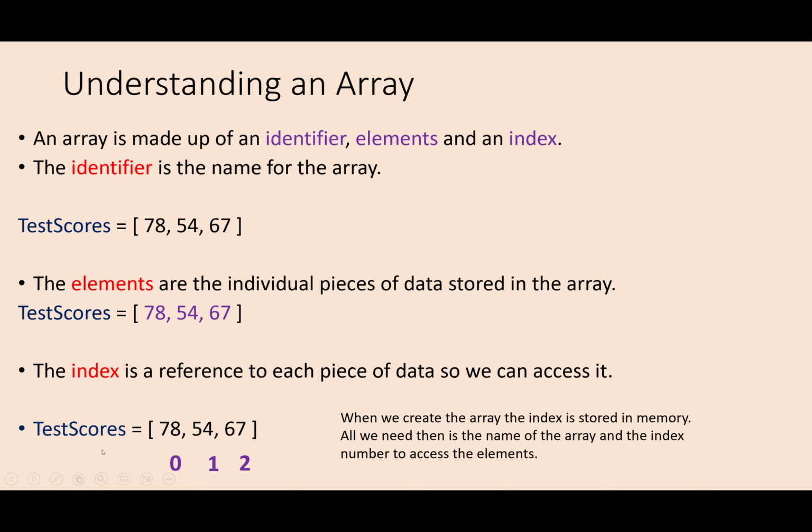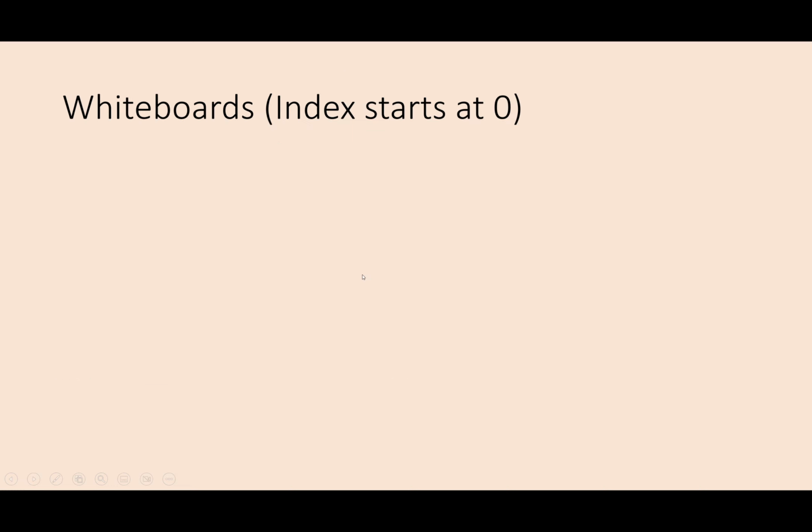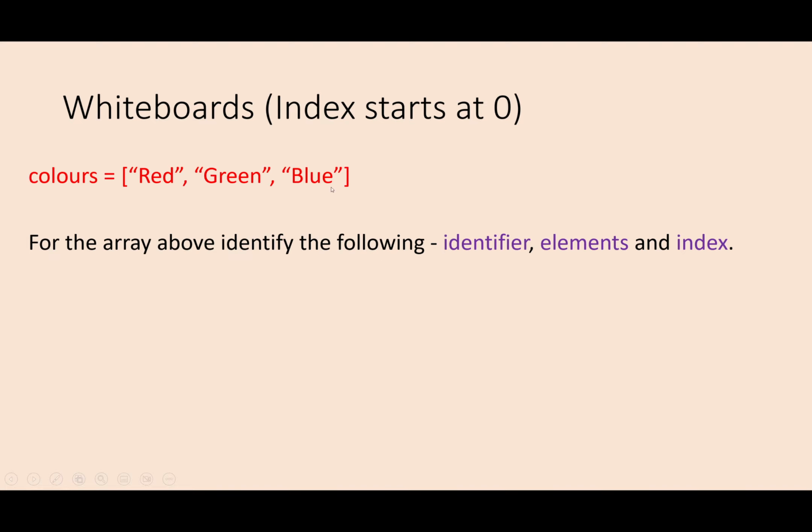So here the index would simply be 0, 1, 2. So 0 is the first element, 1 is the second, 2 is the third. Get your board or a piece of paper and a pen, and for this array write down the identifier, the elements and the index. You can pause, and then I'm going to go straight into the answer.